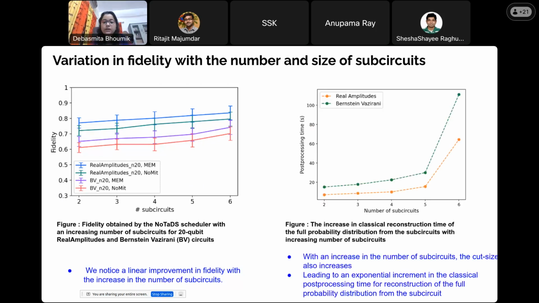But if we increase the number of subcircuits, there is the classical reconstruction time. So here we can see that this is the post-processing time on the y-axis. The number of subcircuits is the same as the previous figure. So with an increasing number of subcircuits, the cut size increases, which leads to an exponential increment in the classical post-processing time for reconstruction of the full probability distribution from the subcircuits. So this is basically a trade-off.